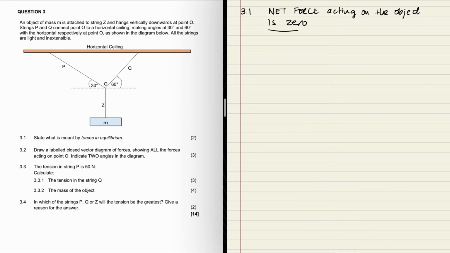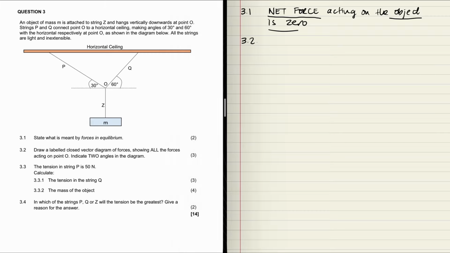So important here, there are some underlined words that you need to ensure that you have. If you don't, you will lose 1 mark for each underlined word. Question 3.2, draw a labeled closed vector diagram, so meaning a triangle, showing all the forces acting on point O. Indicate 2 angles in the diagram.